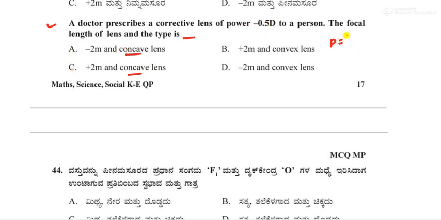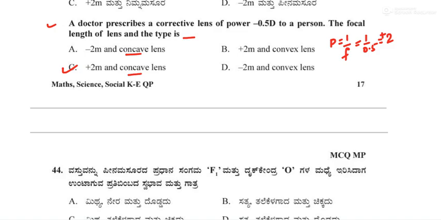Power is equal to what? It is 1 by F. So 1 by 0.5 is how much? It is 2. So since it is plus 2, we'll say it is a concave lens and of plus 2 focal length. Okay, plus 2 meter focal length.